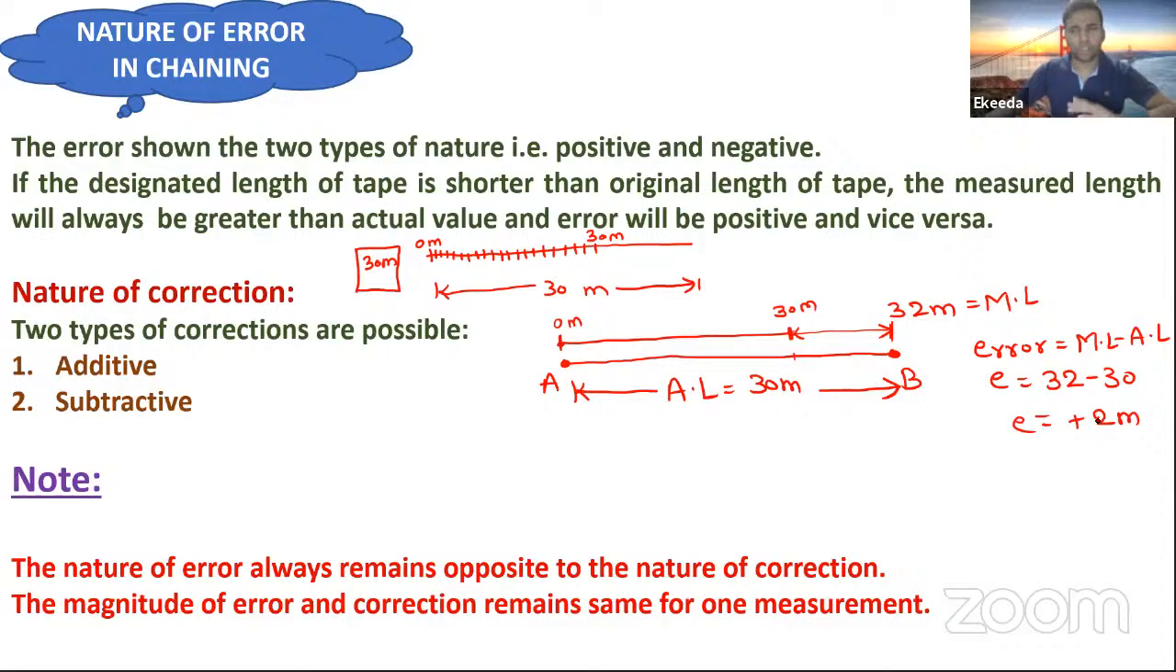The value needs to be changed as per the question, but the sign of error when the tape is short, when the tape becomes shorter than the original length, then always the error will be positive. And if the error is positive, then the correction will always be of the opposite sign of the error, but the magnitude will remain the same, that is negative 2 meter. So when the length of tape becomes shorter than the original length, then error will be positive and correction will be negative.